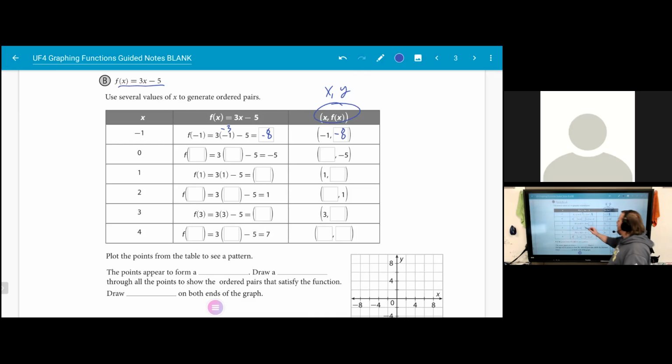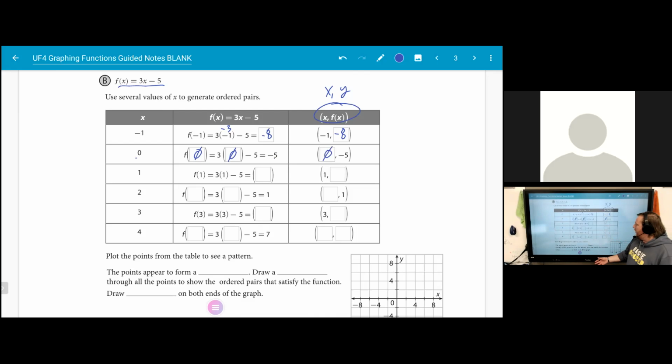If we plug 0 in, we have 3 times 0, which is 0. 0 minus 5 is -5. So when x is 0, y is -5, or f of 0 is -5. That's our next coordinate point.